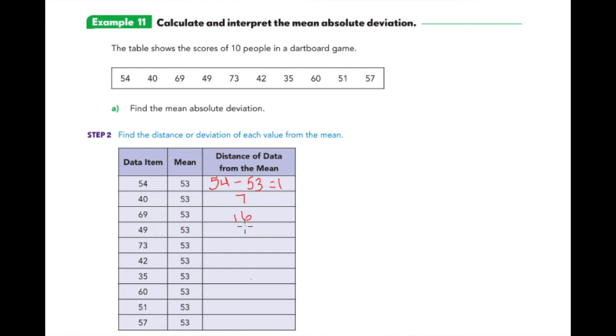53 minus 49 is 4. 73 minus 53, that gives us 20. 53 minus 42 is 11. 53 minus 35 is 18. 60 minus 53 is 7. 53 minus 51 is 2. And 57 minus 53 is 4.